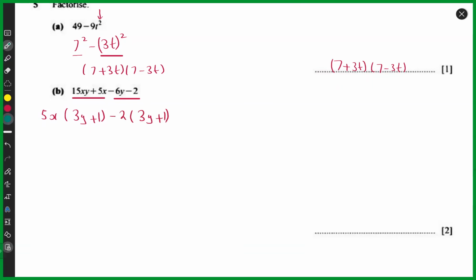A hint that would help you know if you're going in the right direction or not: these brackets must be the same, because the next step is only possible when these brackets are the same. Okay, now again look at the entire thing. It's 5x multiplied by 3y plus 1, and then minus 2 multiplied by 3y plus 1, and you have been asked to factorize, so we can take 3y plus 1 common. So 3y plus 1 is common, and I am left with 5x minus 2. So this is going to be the answer.